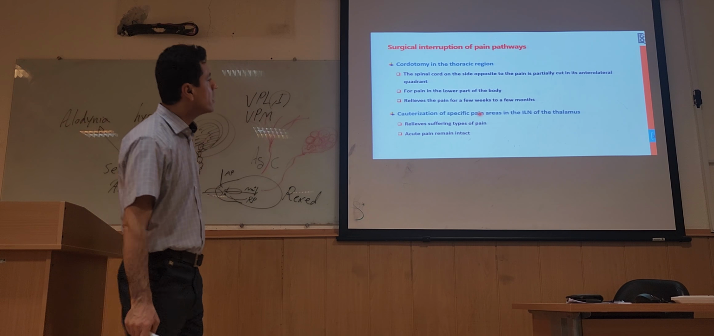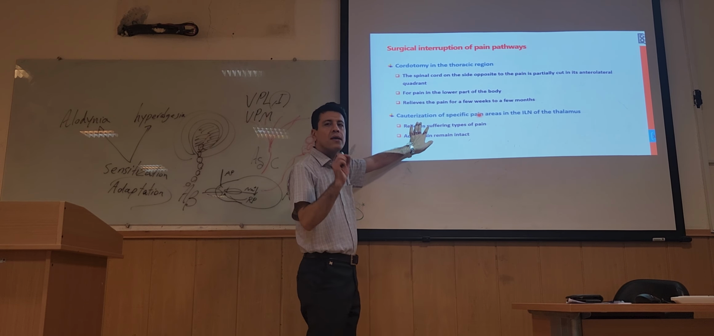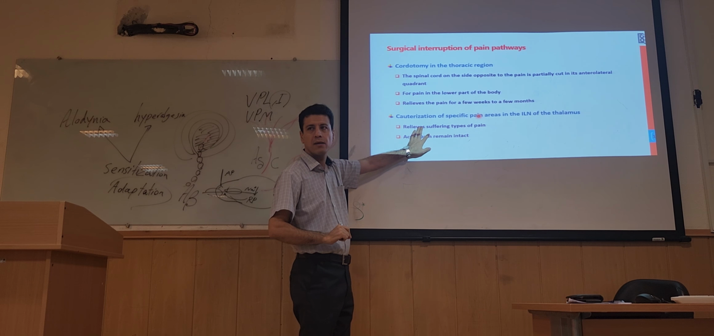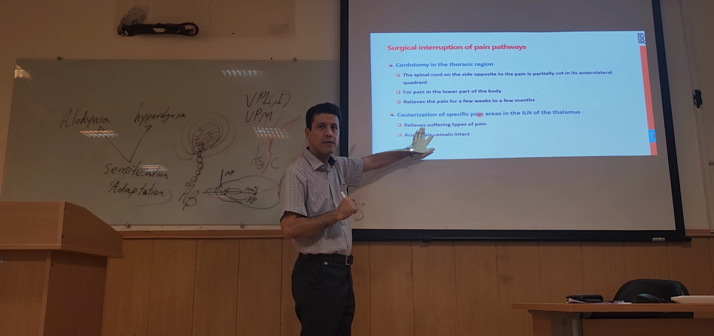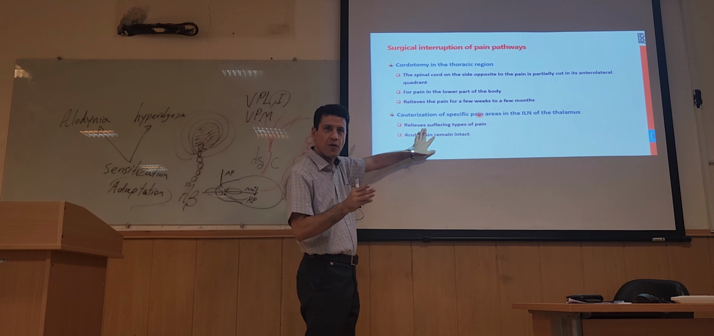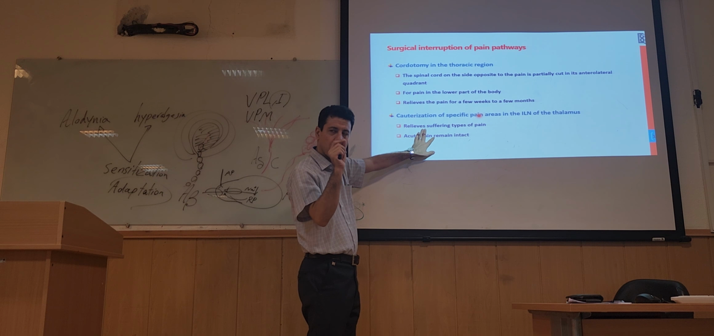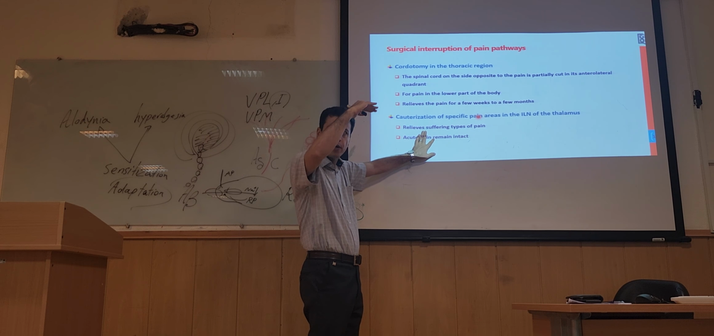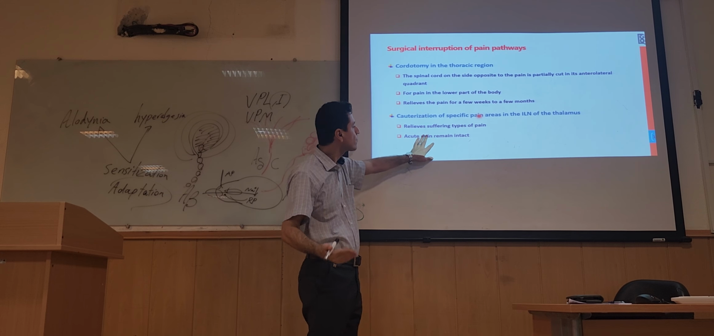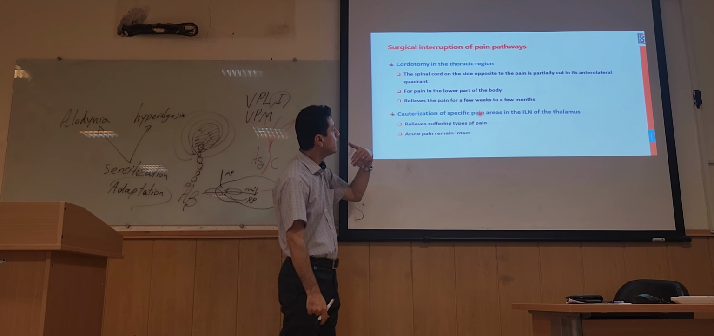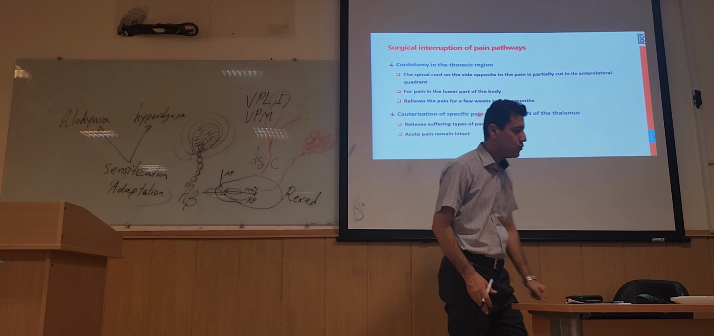The other option is to destroy nuclei in the thalamus that are responsible for pain, especially the intralaminar nuclei: parafascicular, centromedian, central-lateral. So you can destroy those nuclei. This way you can stop pain signals from going upward to the cortex. So cauterization of the specific pain areas in the intralaminar nuclei and cordotomy are two options.